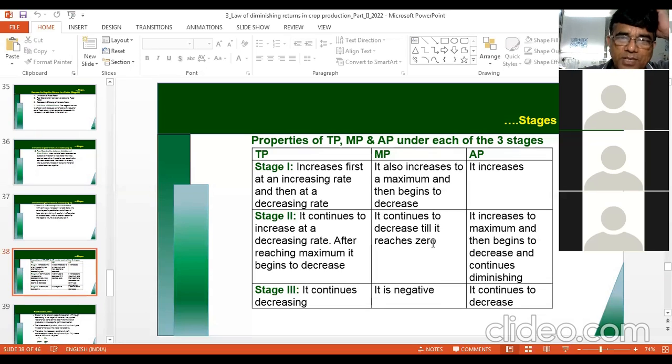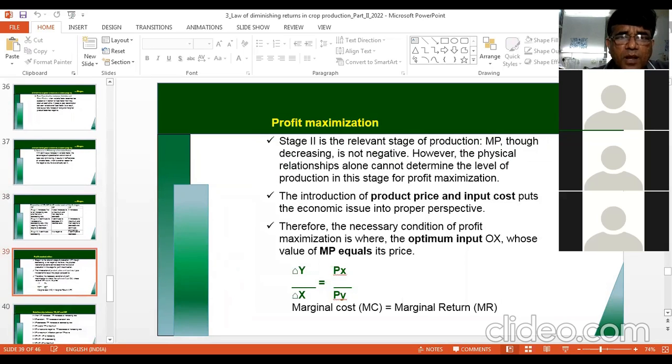So be sure about this, be clear about this, and it is necessary to understand the differences in TP, MP, AP under 3 different stages. Now, the main thing is profit maximization. Stage 2 is the relevant stage of production, where MP, though decreasing, is not negative. However, the physical relationship alone cannot determine the level of production in this stage of profit maximization.